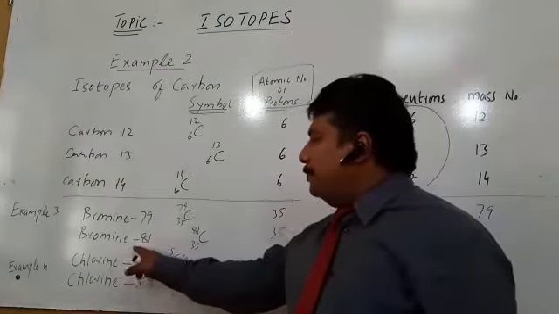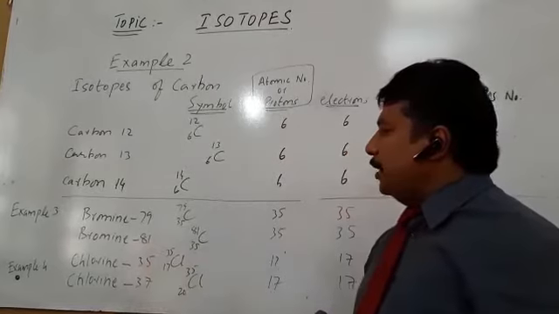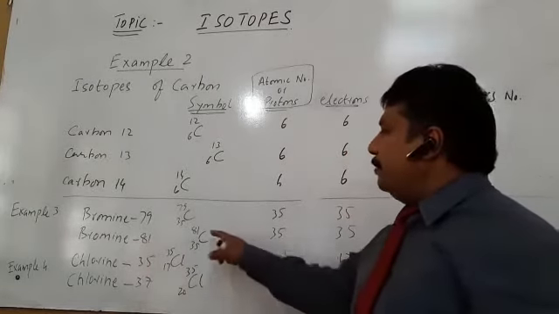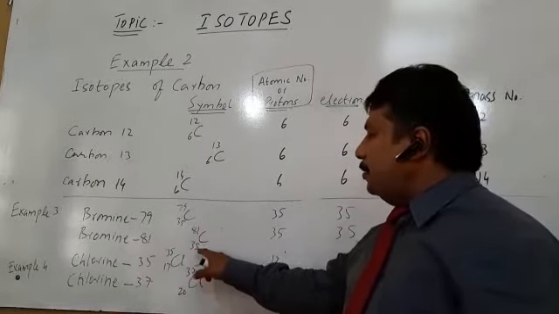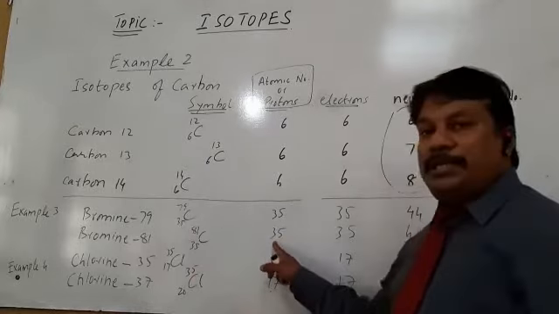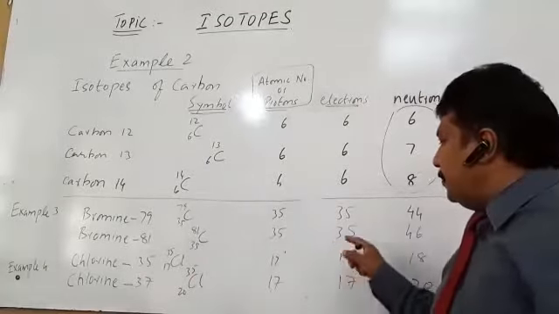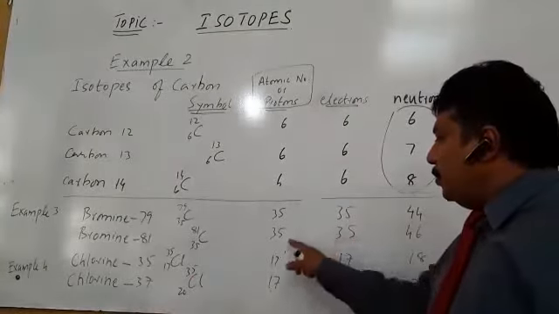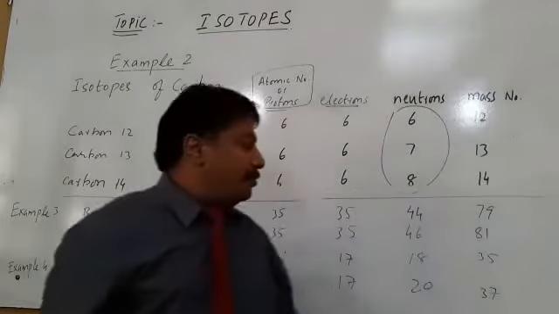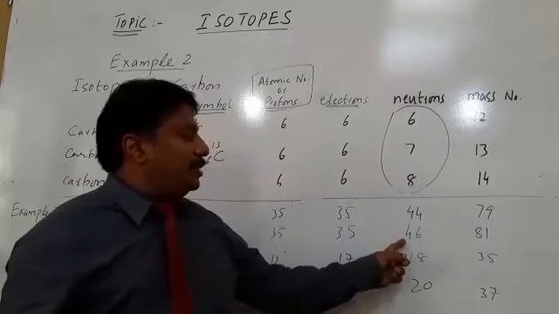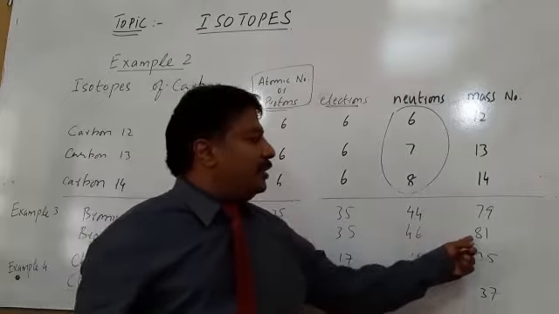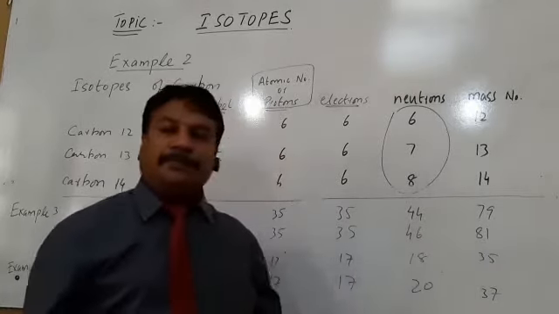Now bromine 81, the second isotope of bromine, can be written as Br 81, 35. It also has the same number of protons and the same number of electrons, both 35, but the neutron number here is 46, so it makes its mass number 81.